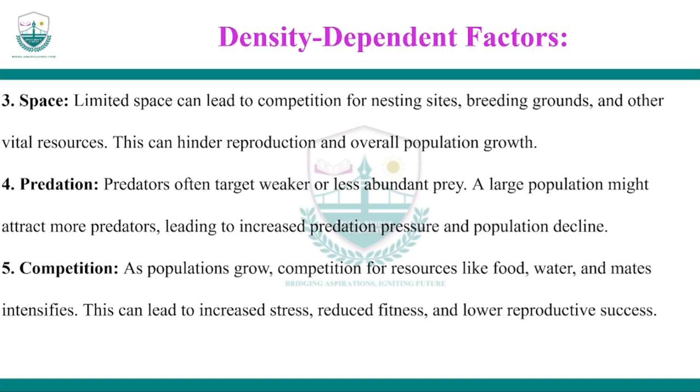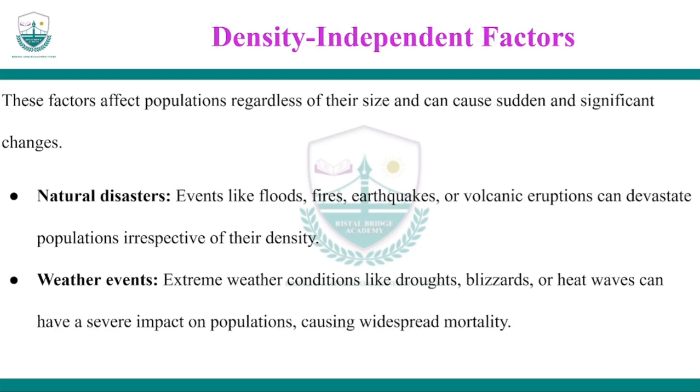Unlike the previous ones, density-independent factors impact populations regardless of how large or dense they are. Natural disasters such as floods, fires, earthquakes, or volcanic eruptions can decimate entire populations overnight. For example, the 2004 Indian Ocean tsunami caused dramatic losses in human and animal populations alike. Weather events, droughts, blizzards, or heat waves can cause mass die-offs. These events don't discriminate based on population size. They're purely environmental in nature.